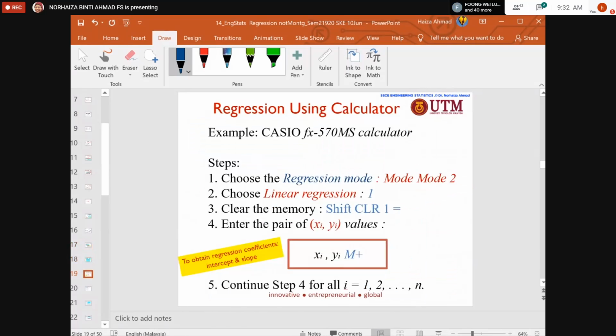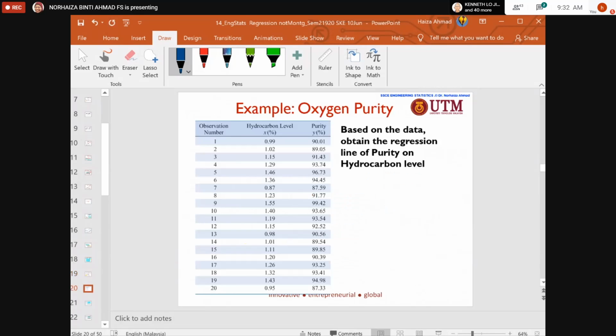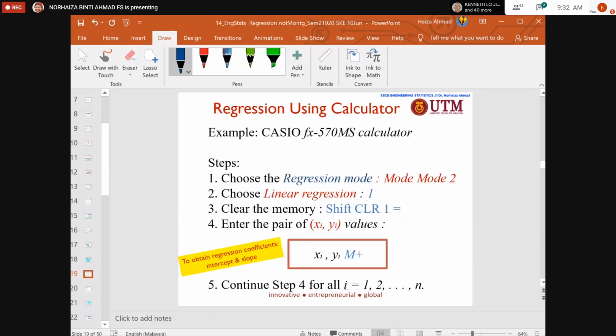One simple way to obtain the fitted regression coefficients for your fitted model is using your calculator. This is the 570MS. You can try on your own. Basically, you input your data, your x and your y, pair by pair, one by one, and you will get your values.